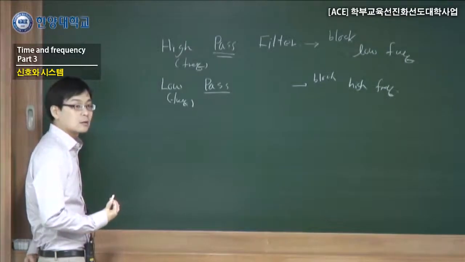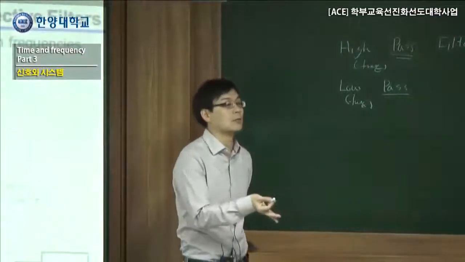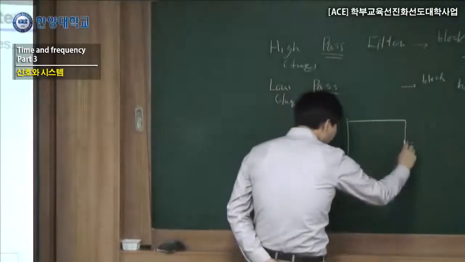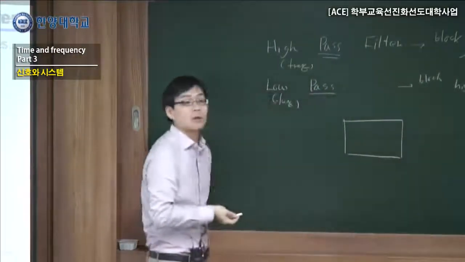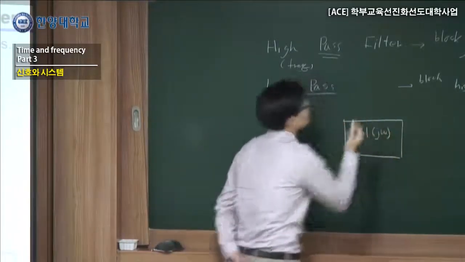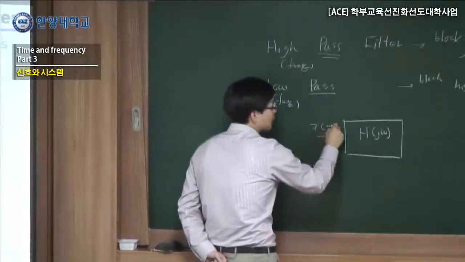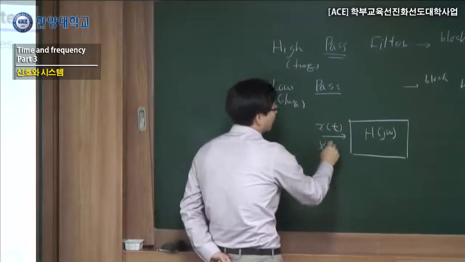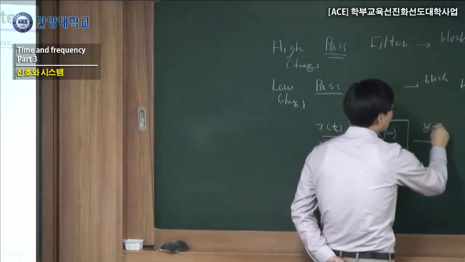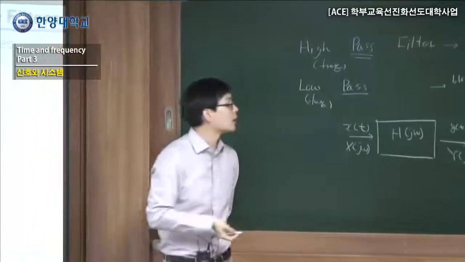When we talk about the system, we have learned about Fourier transform, we have learned about the system, we have learned about linear time invariant system. So let's think about the system. Let's say this is our system, has a transfer function H(jω). Assume that we have an input x(t), with corresponding Fourier transform X(jω). We have output y(t), which has corresponding Fourier transform Y(jω).